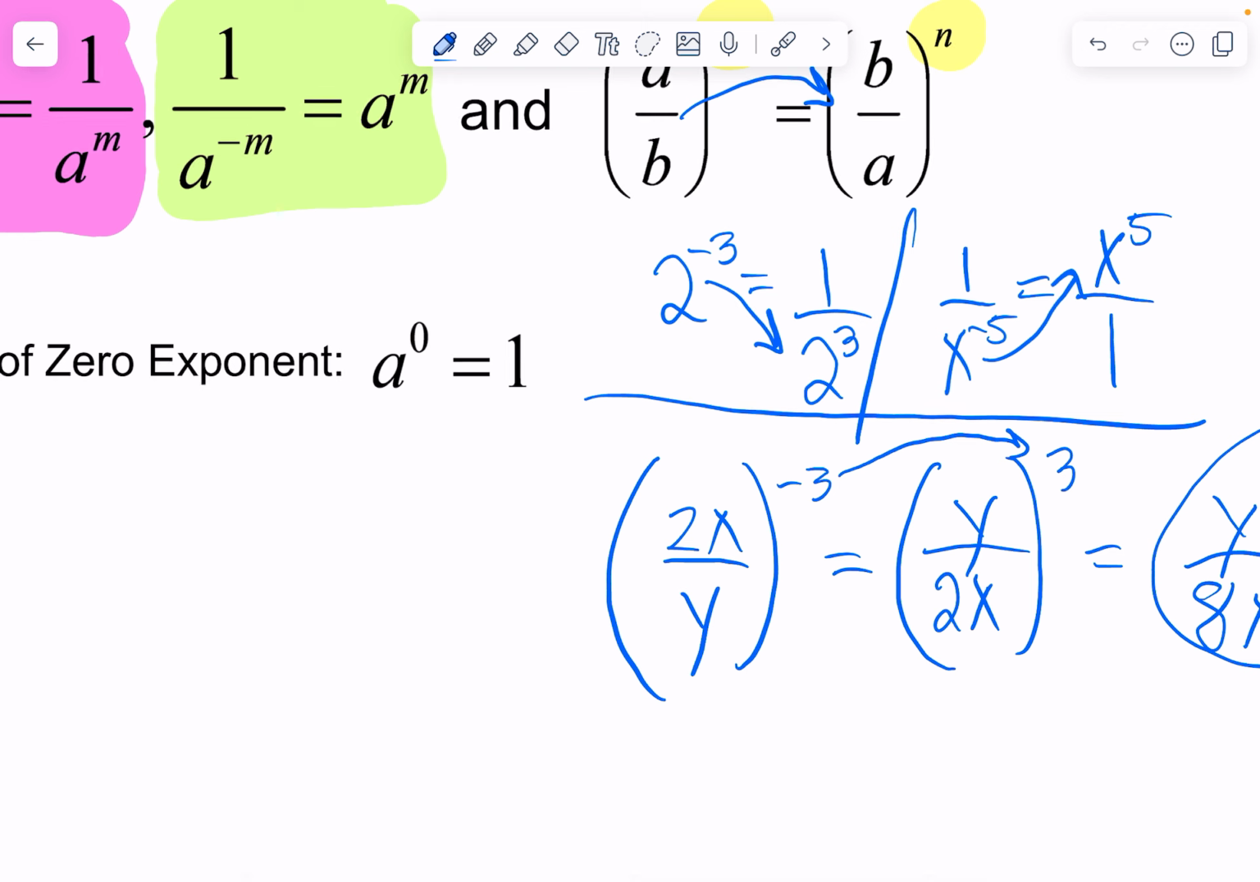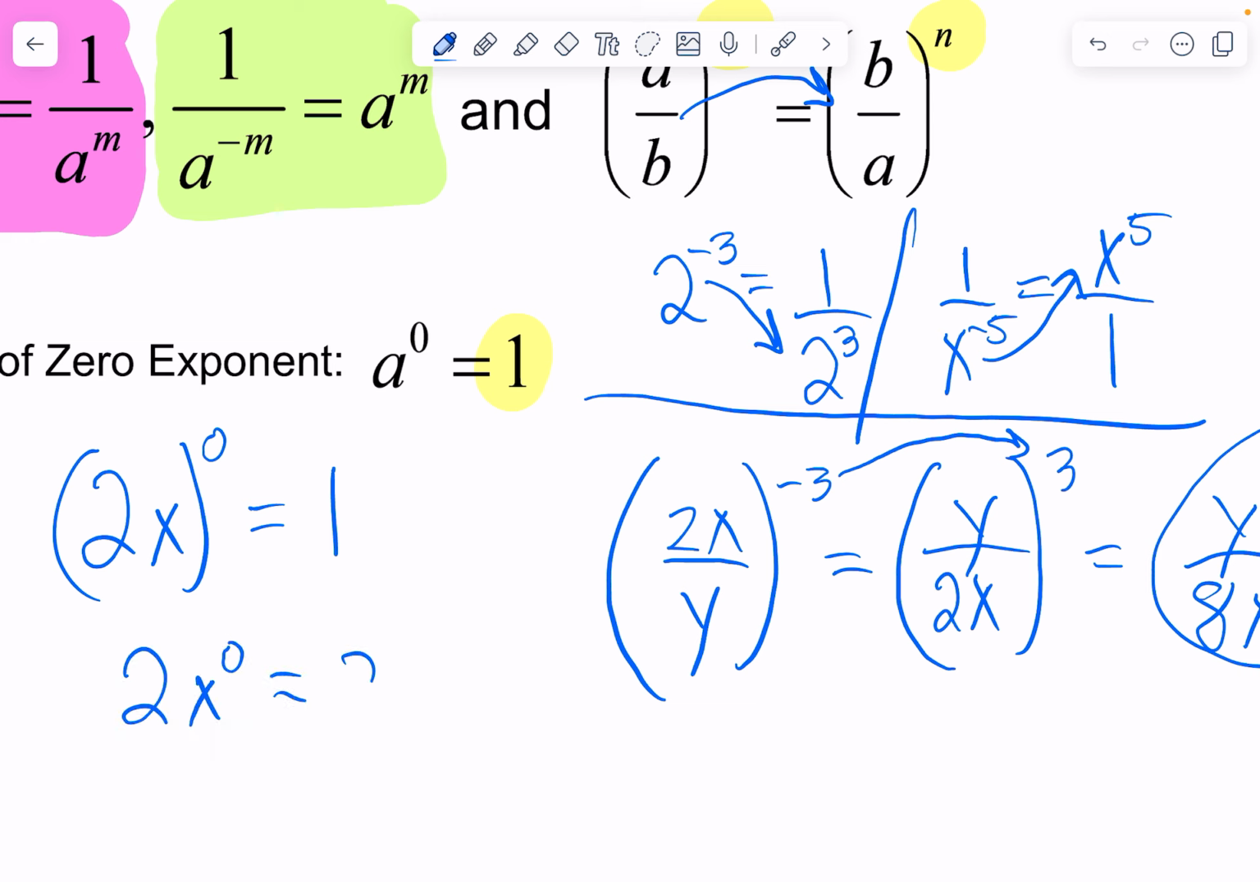Anytime I have any term raised to the 0 power, it's going to go ahead and equal 1. So (2x) to the 0 power, that equals 1. But if I have 2x to the 0 power, that equals 2.